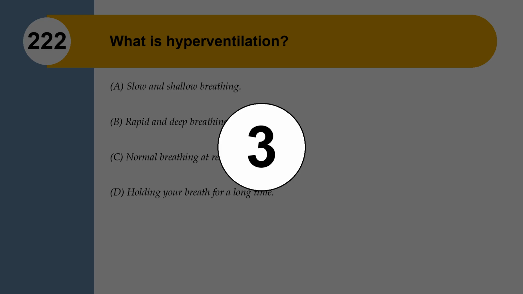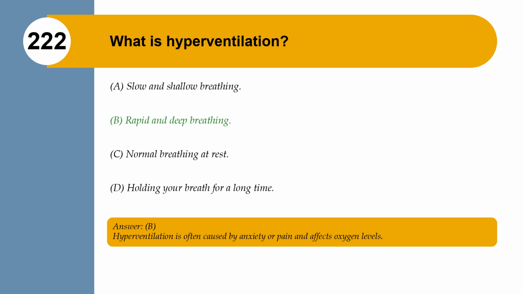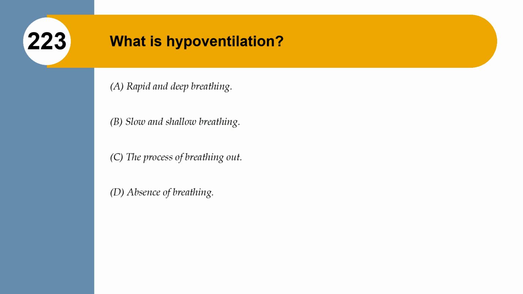The correct answer is option B, rapid and deep breathing. Explanation. Hyperventilation is often caused by anxiety or pain and affects oxygen levels. Question 223. What is hypoventilation?